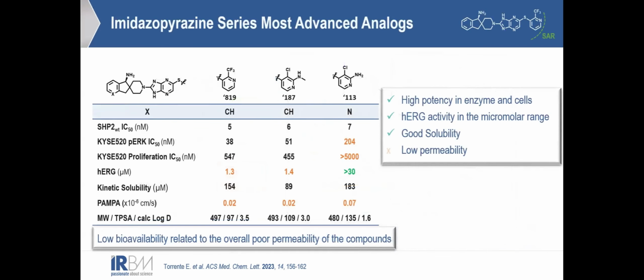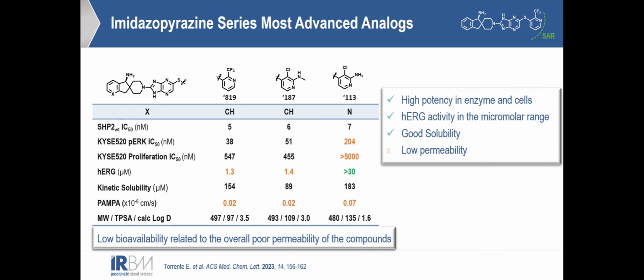So this is some of the most representative compounds that we obtained. The most important message of this slide is that we are able to have good potency in the biochemical assay. We are able to resolve the problem of the air, putting here this tricyclic triamine, one nitrogen. But this has a negative effect on cellular potency.